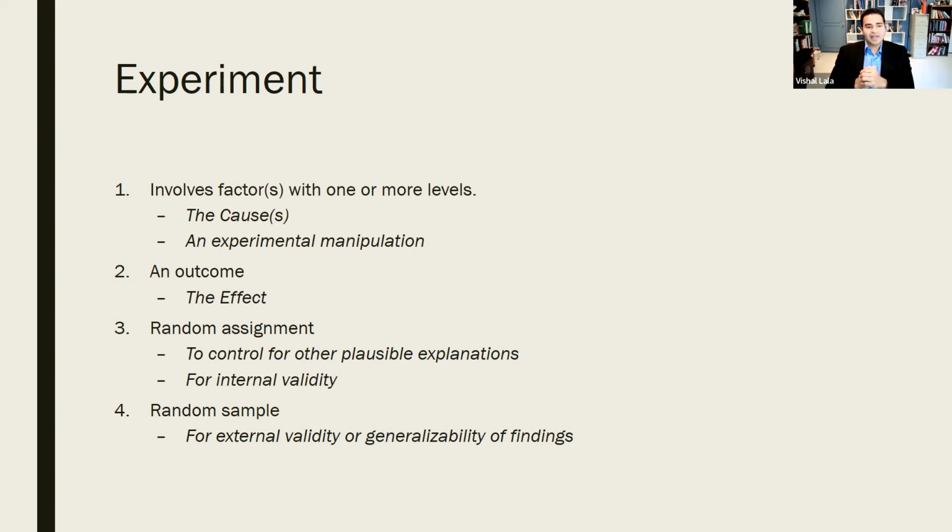The third element is random assignment. To control for other plausible explanations, essentially to control and keep everything else constant, we do what is called random assignment of the subjects. And to ensure external validity or generalizability of findings, we typically utilize a random sample.